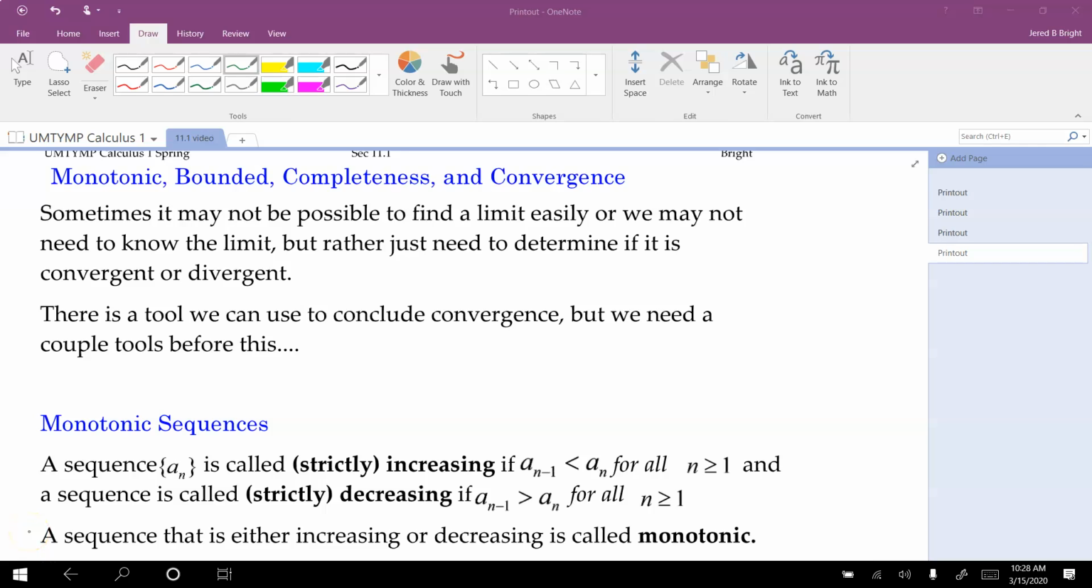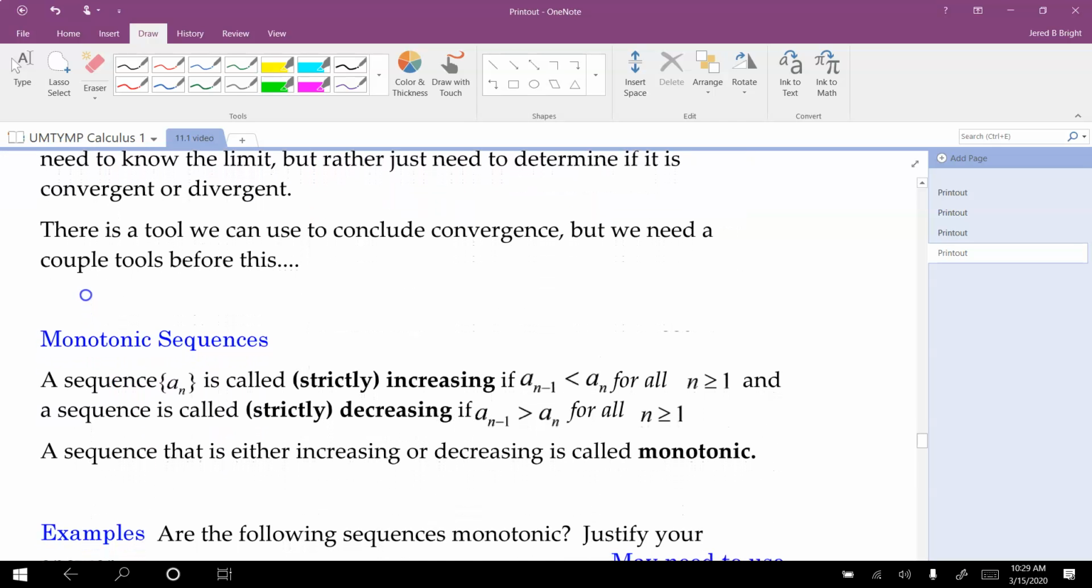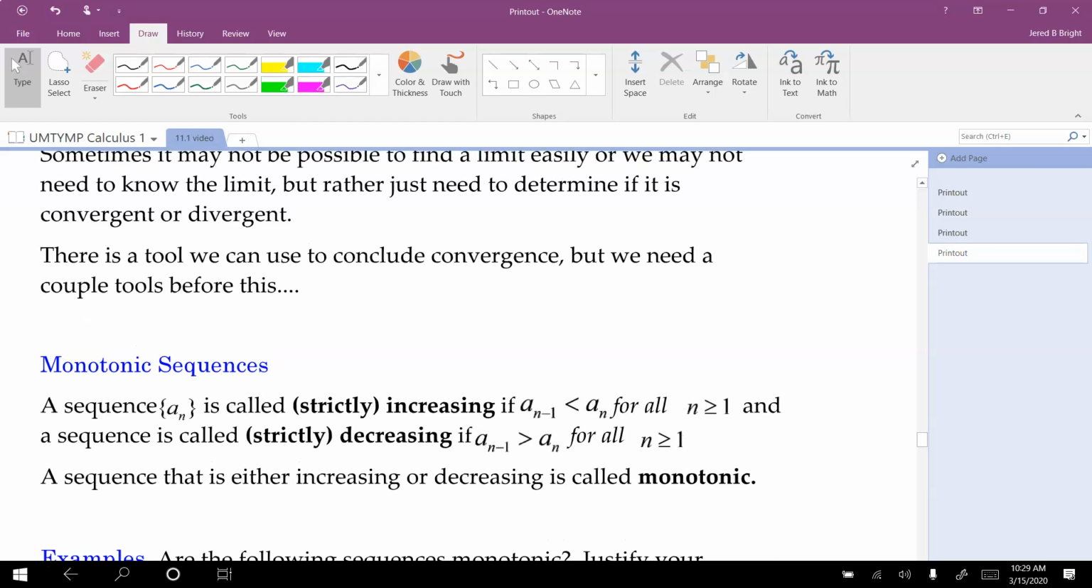On the topic of convergence, sometimes we can find the limit easily. Sometimes it might not be so easy. And other times we are really just interested in whether it converges or diverges, but we don't really care about the limit if it is convergent. We just want to show, yep, it's going to reach a value at some point. We don't care what it is. And so we want to be able to conclude convergence, but not necessarily find the limit. We have more tools. The first thing we need to talk about is what a monotonic sequence is.